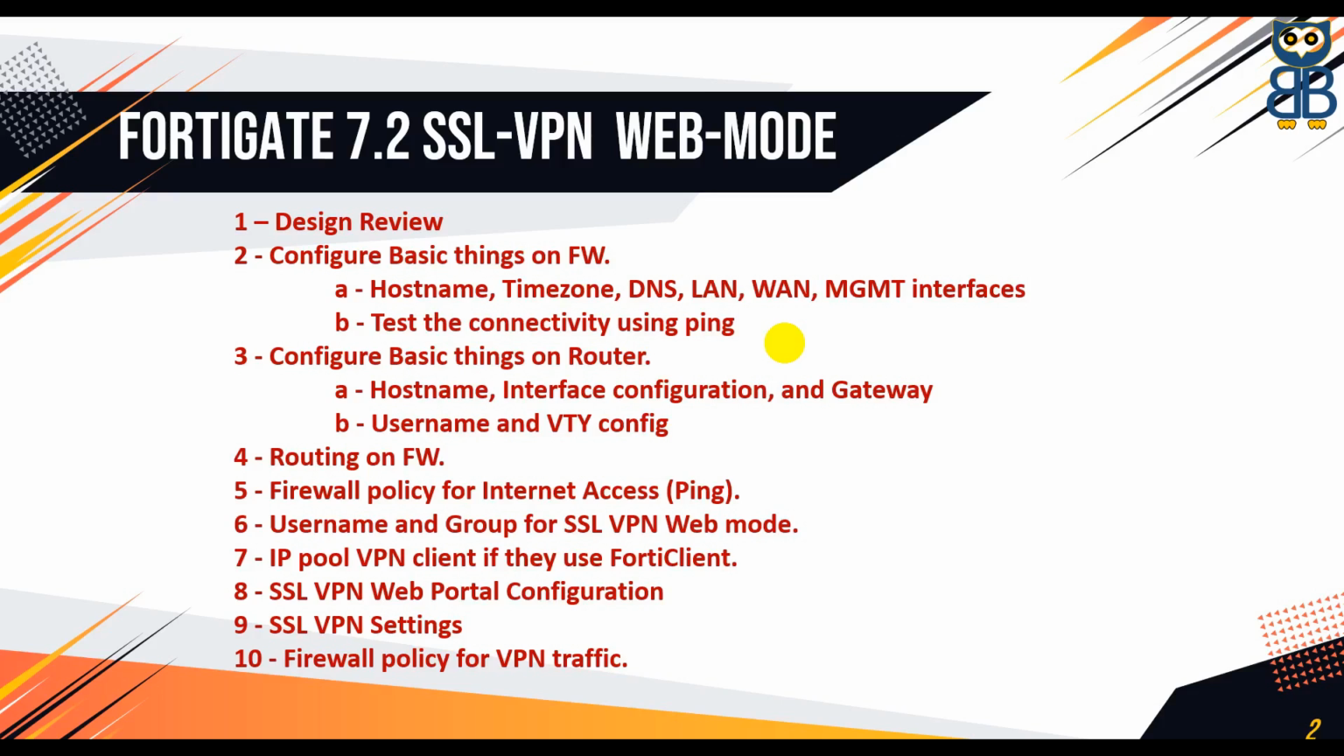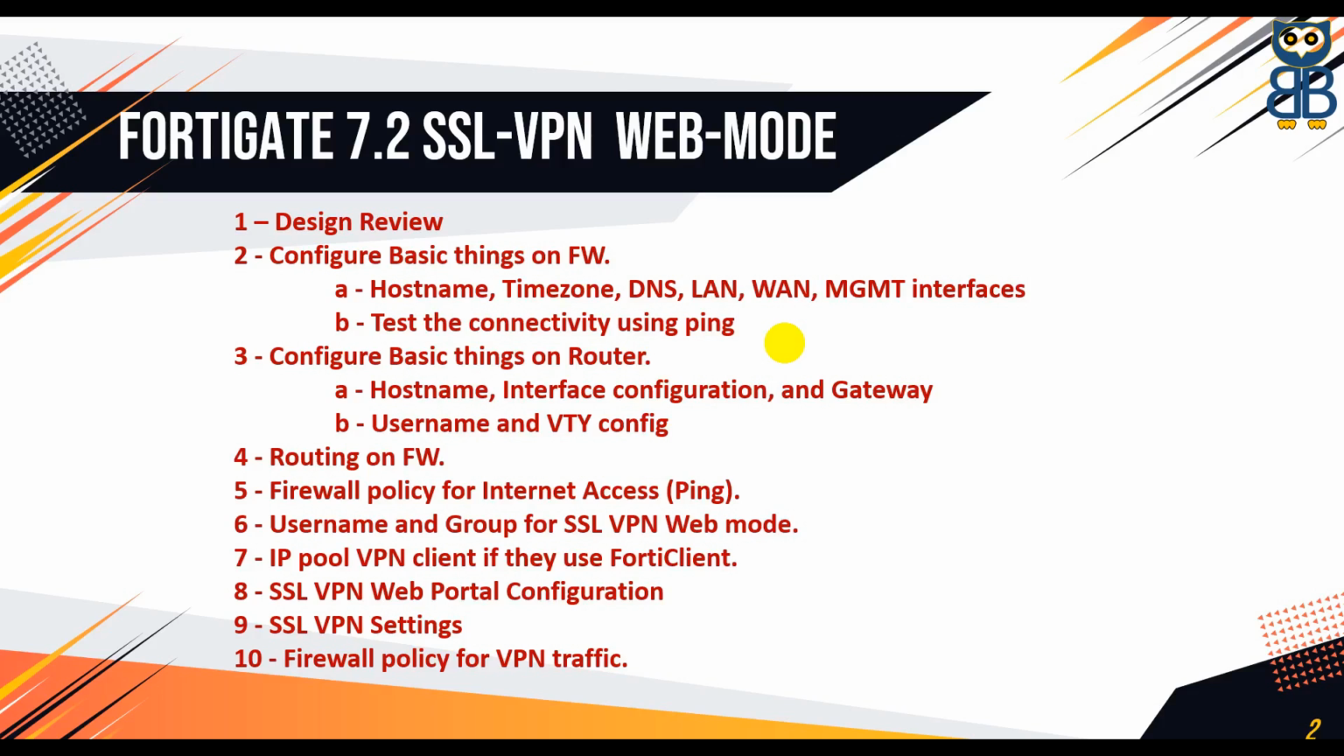Basically, first I'll create a user and create a user group, and later on I'll map the user under the user group. In point 7, we will create an IP pool for the FortiClient. This is basically if someone downloads the FortiClient and connects to the VPN, the host device can get the IP address from the pool.